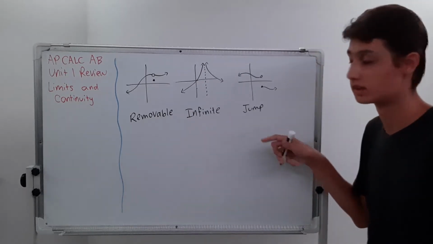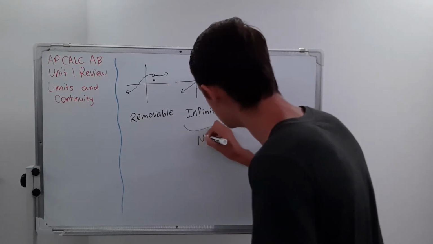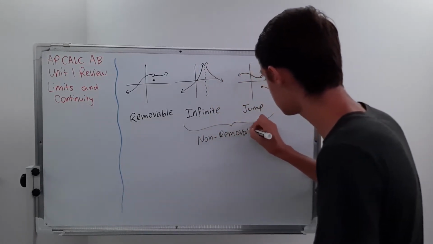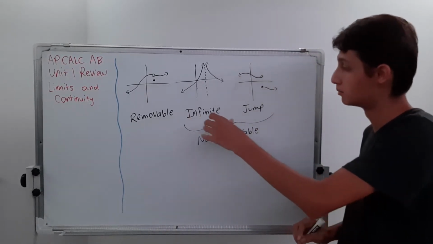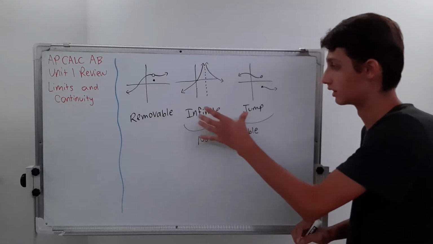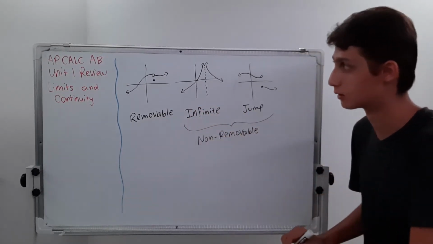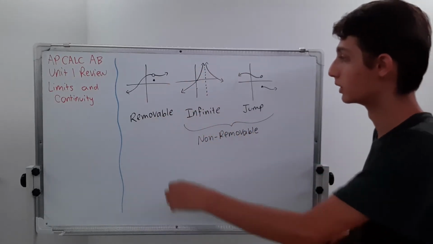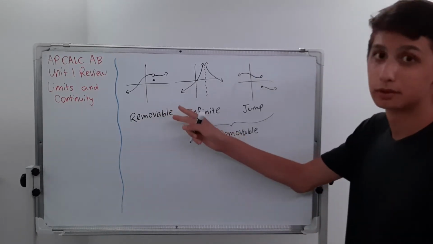These two are sometimes categorized on the AP exam as non-removable. What that means is it's just not removable. It's a discontinuity, but it's not like this one. It's one of these. So if they ask which one is a non-removable discontinuity, and they give you 4 graphs, you know it's not going to be this one, or anything that looks like these.